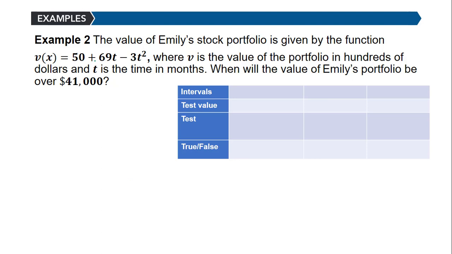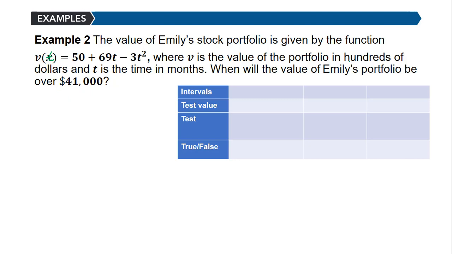Okay, now we want to solve the problem. The value of Emily's stock portfolio is given by the function v of t equals 50 plus 69t minus 3t squared, where v is the value of the portfolio in hundreds of dollars and t is time in months. When will the value of Emily's portfolio be over $41,000? So we want to solve an inequality.